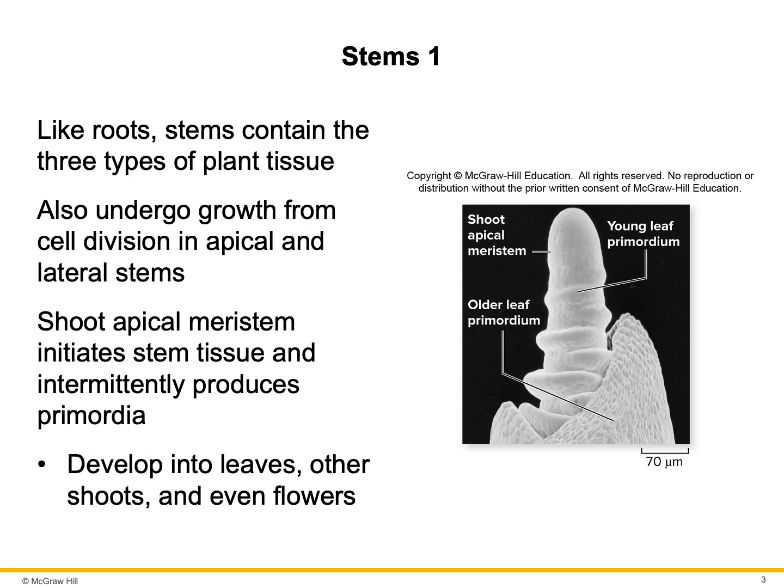So here is a picture of a young leaf primordium and the shoot apical meristem, and it's covered with these older leaf primordia to keep this apical meristem protected.